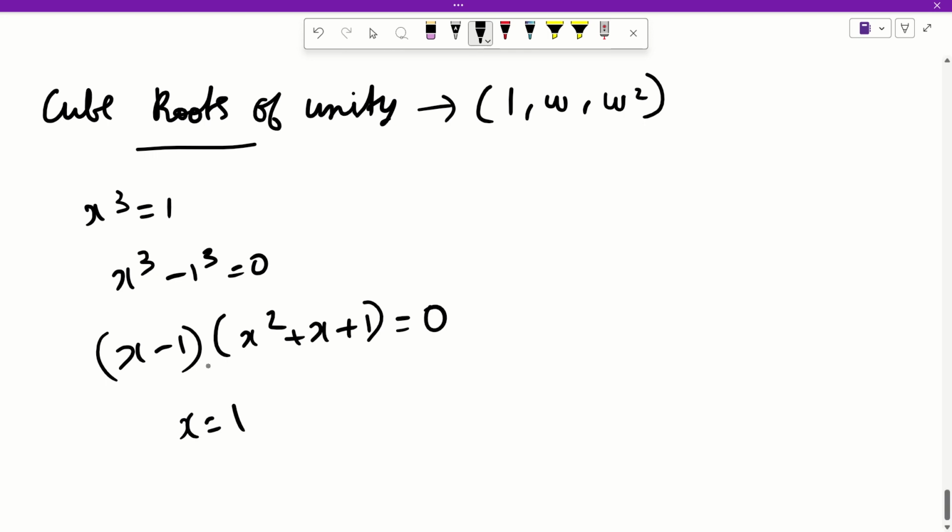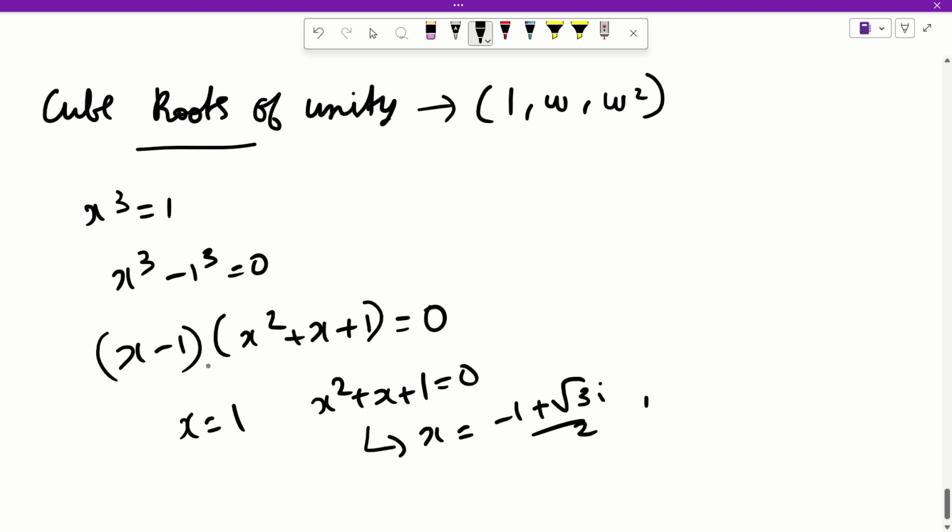So one is x equal to 1. Another is from x square plus x plus 1 equals 0. By factorization and all, we get the value of x as two values: minus 1 plus root 3 i by 2 and minus 1 minus root 3 i by 2. This is omega and this will be omega square.